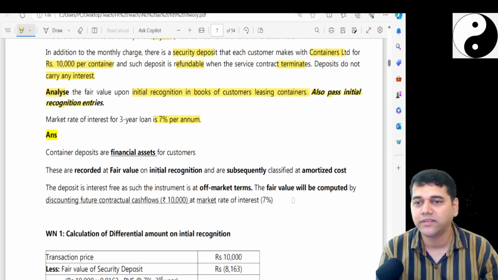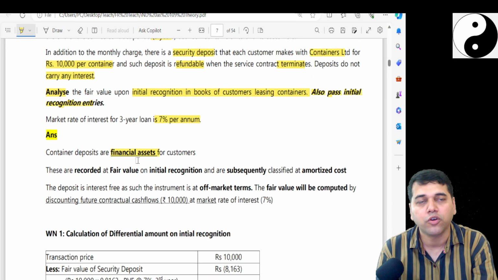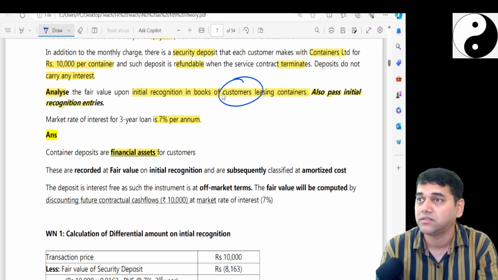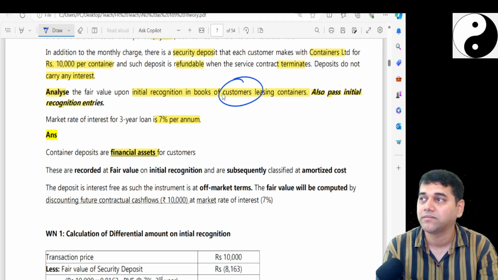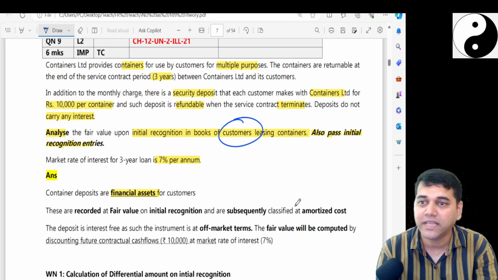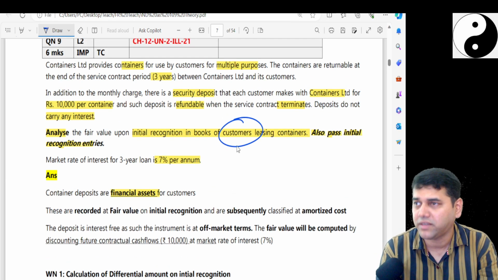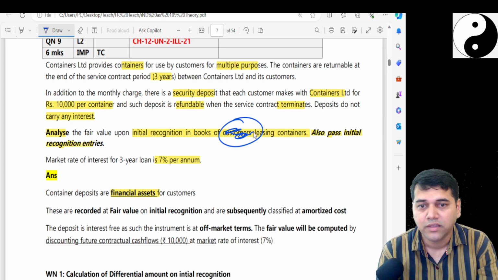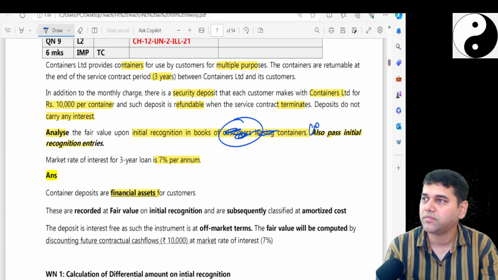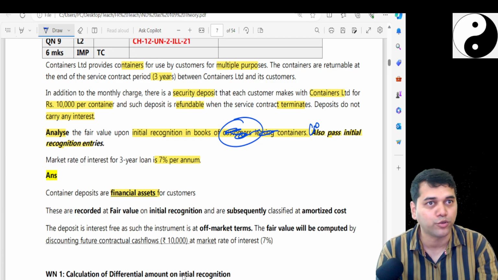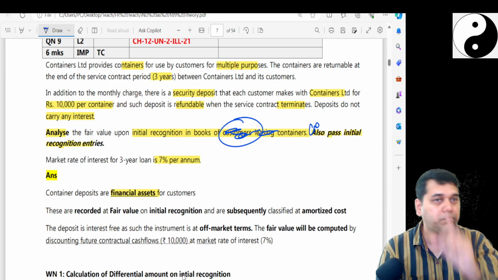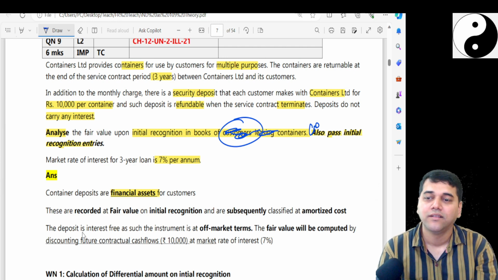Clear? So we will say that it is a financial asset for you because you have got a right to receive the cash. Understand, they asked in the books of the customer, not in the books of the leasing container company. For them, it is a financial liability. In the examination, the same question may come, and they can say in the books of Containers Limited. Same story. And I showed you also one examination question, how they asked the same question for another party, subsidiary and parent. So it's a financial asset.